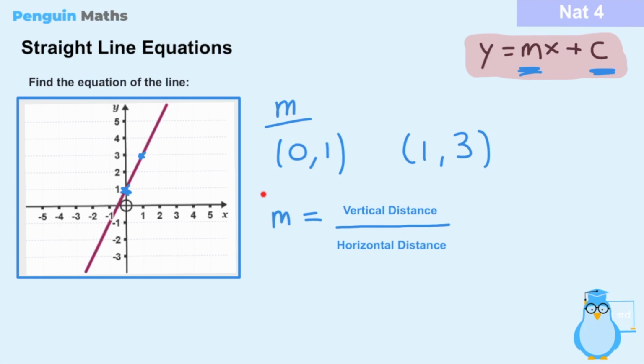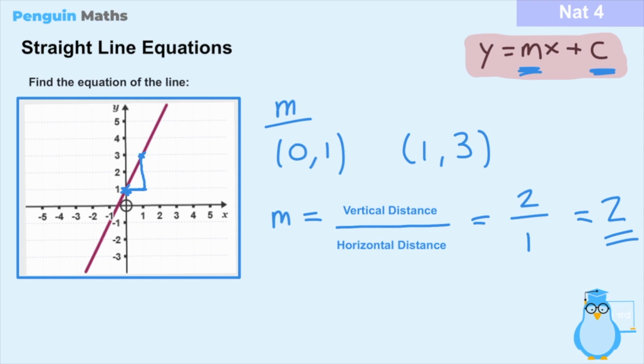We now know that the gradient is equal to the vertical distance divided by the horizontal distance between these 2 points. To measure the vertical distance, the distance up and down, we start at the point (1, 3) and move down 2 boxes. So the vertical distance is 2. The horizontal distance is the distance left to right, which is just 1 box. So our gradient is 2 divided by 1, which is simply 2.